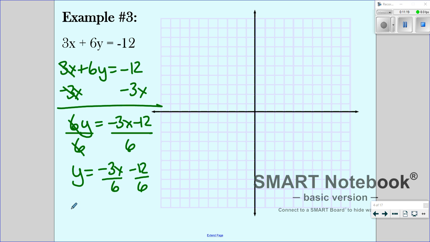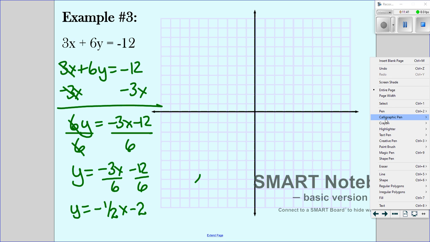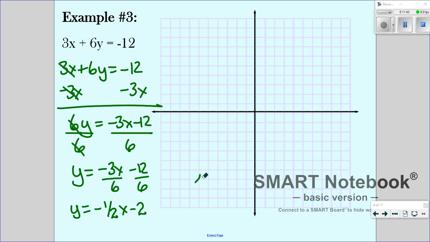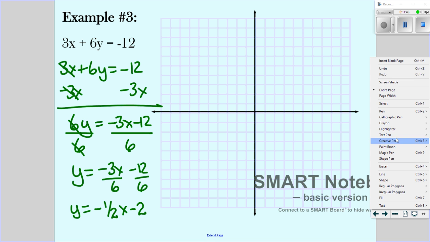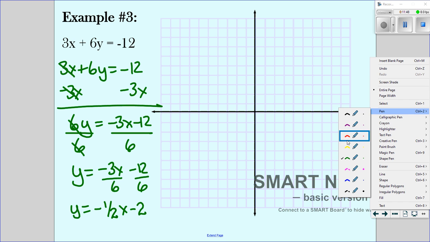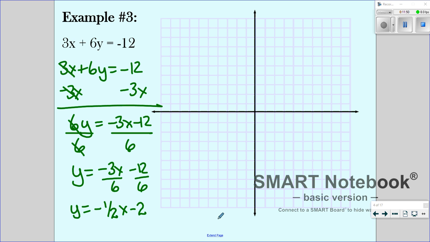It would look like that. So now when you simplify, negative 3 divided by 6, if you were to reduce that fraction, would be negative 1 over 2 x, and then negative 12 divided by 6 is negative 2. And let me move that mark that I made on the graph. It doesn't belong there.